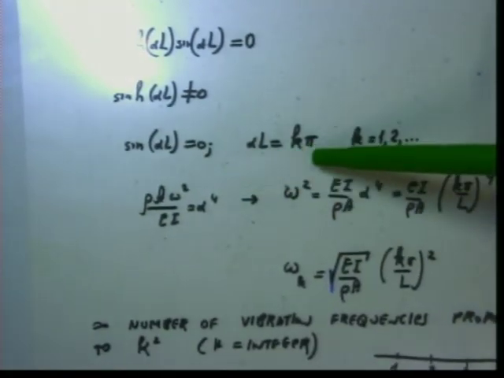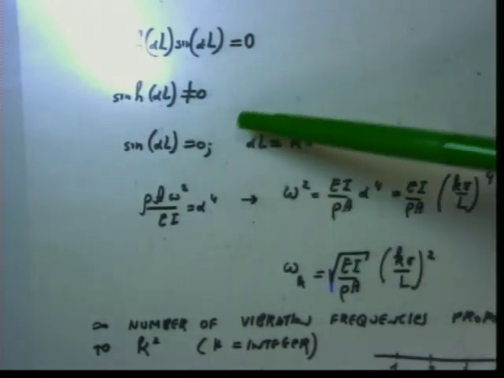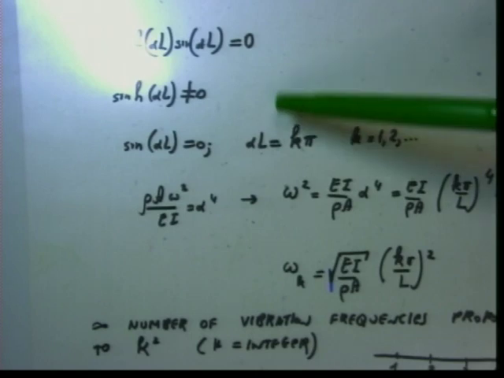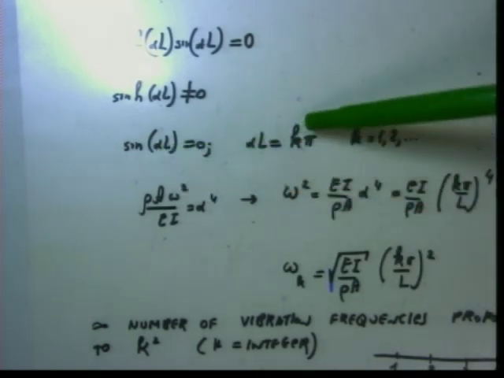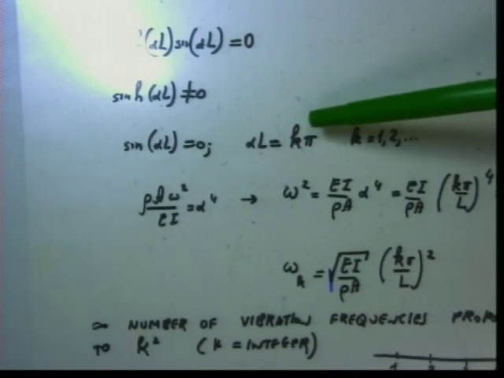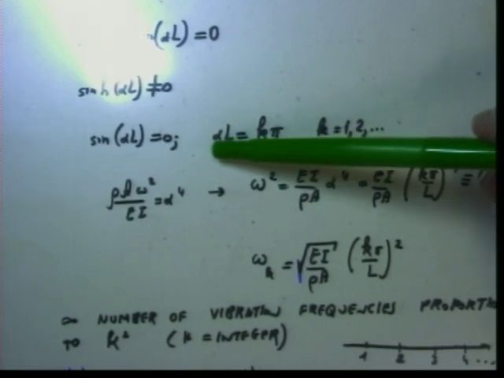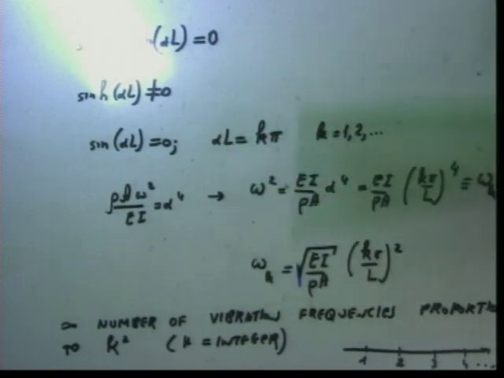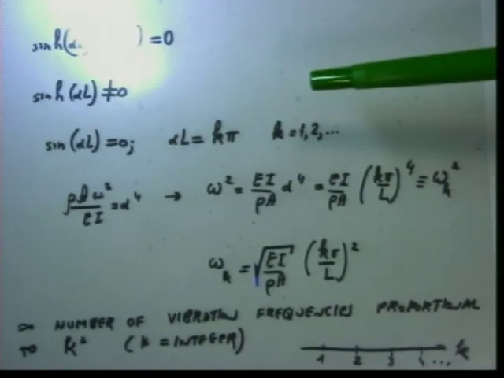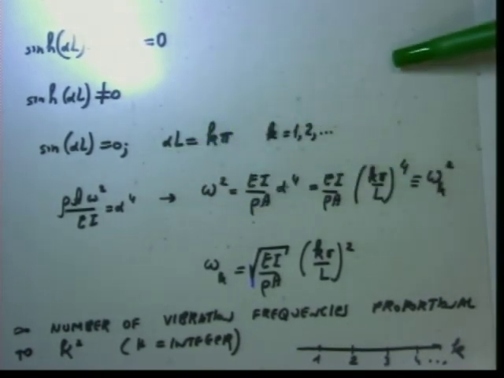That means that alpha L equals K pi. By the way, we could write here that K could be 0 also naturally. If K equals 0, this expression is okay. But if K equals 0, then alpha equals 0. Alpha equals 0 corresponds to 0 natural frequency. But one can show that 0 natural frequency is not possible in this case. So alpha L equals K pi, K equals 1, 2, etc.